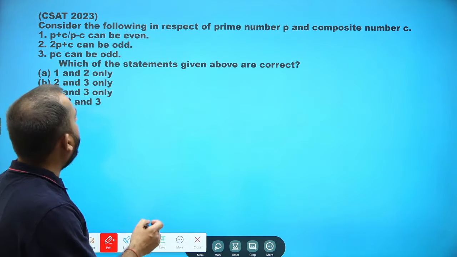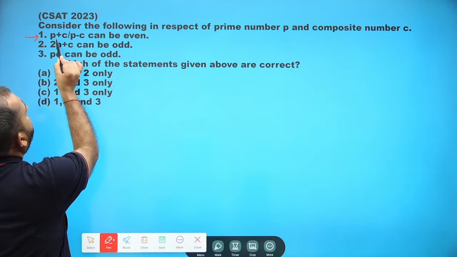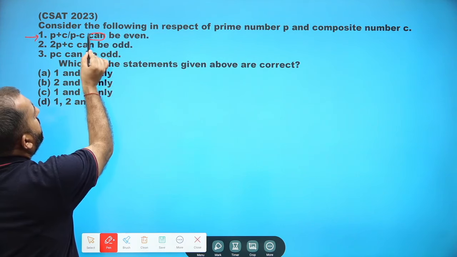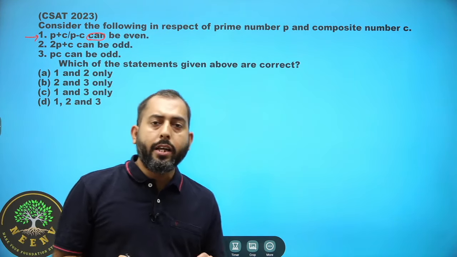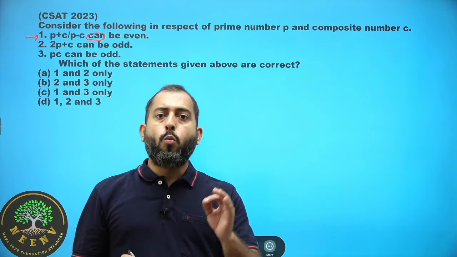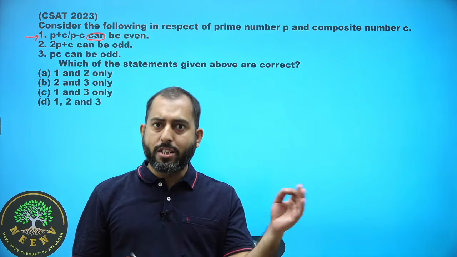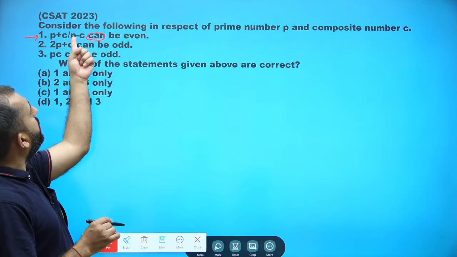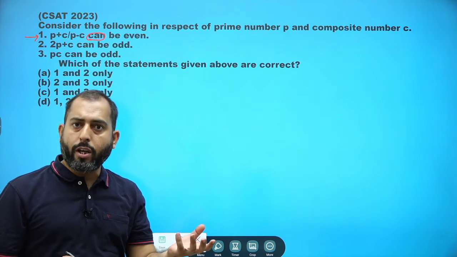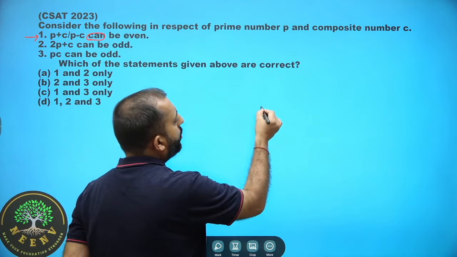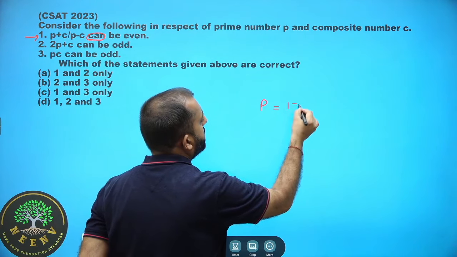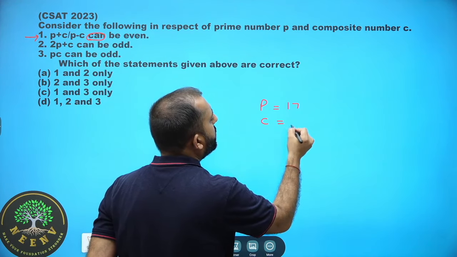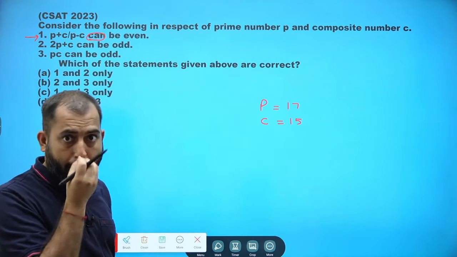So based upon that, we have to tell whether P plus C divided by P minus C can be even. Meaning, we have to find out one such number P which is prime and one such number C which is composite, so that the result of this expression comes out to be even. Now suppose your P is 17. 17 is prime number and your C composite number, let's say composite number is 15.